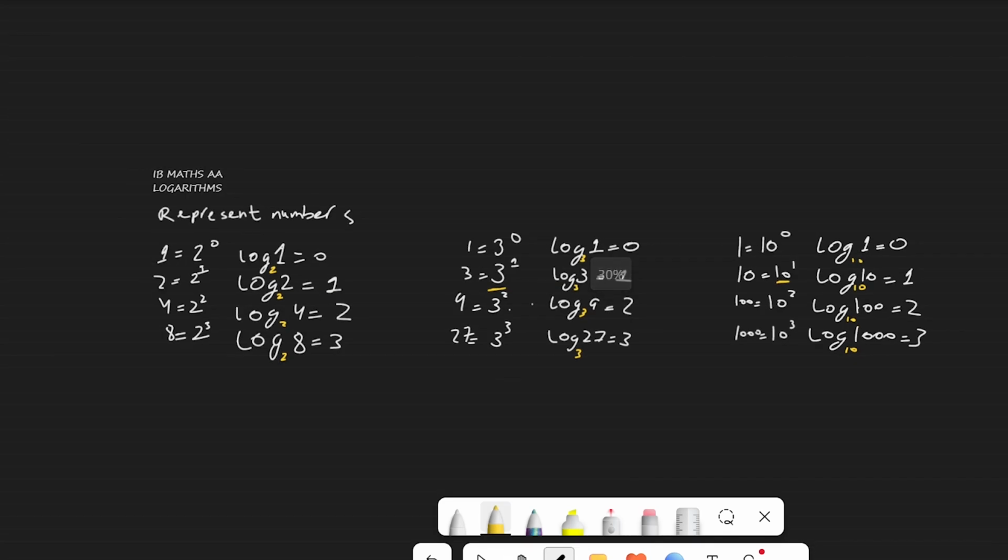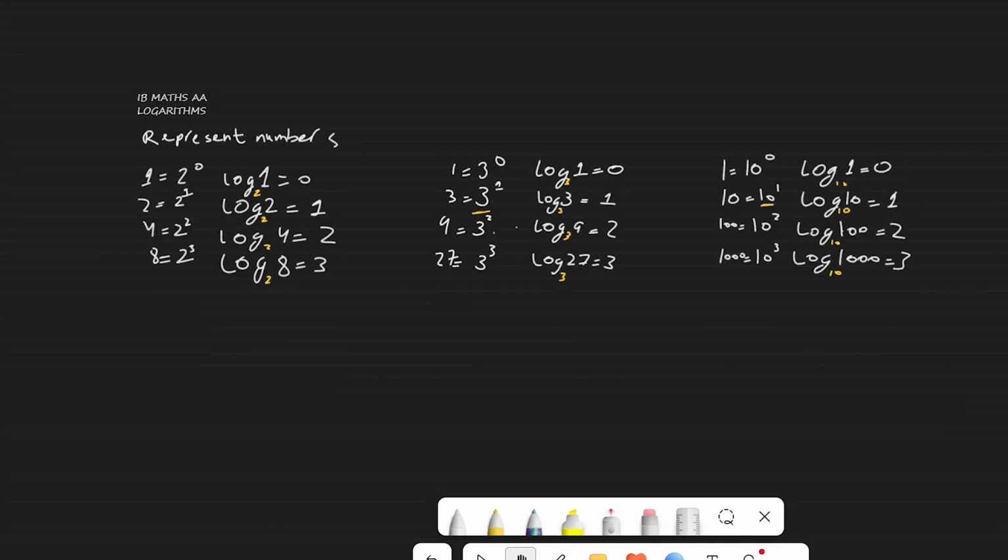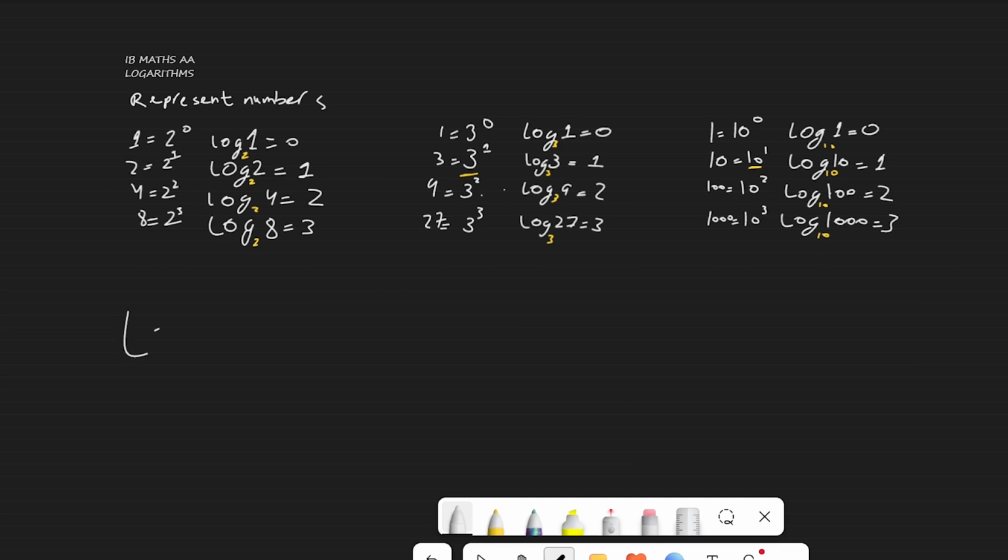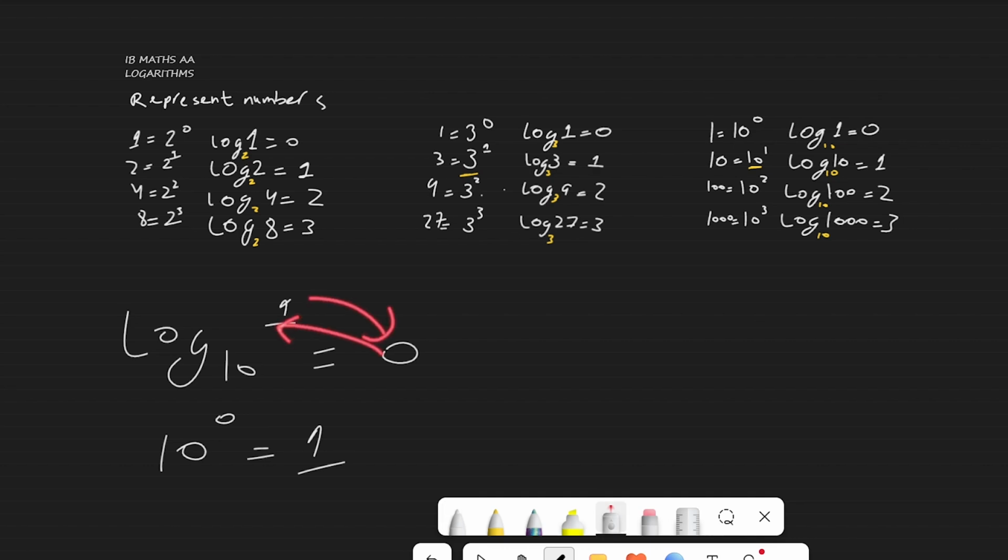Now if you have something like log of 1 to the base 10 is equal to 0, you can write it in exponential form as 10 power 0 is equal to 1, right? Because you know that this comes over here and this comes over here, and then the log disappears. That is fairly easy to understand. Now let's see the observations that we make from here. We can term them as rules of logarithm.